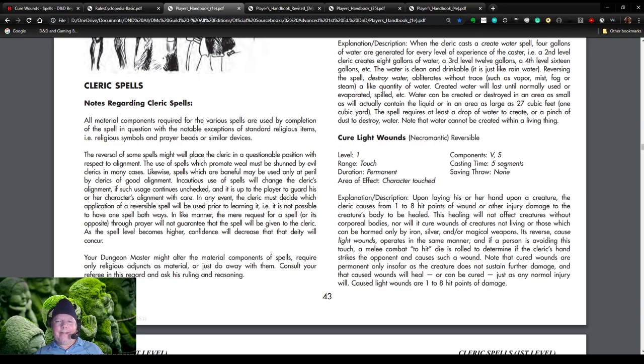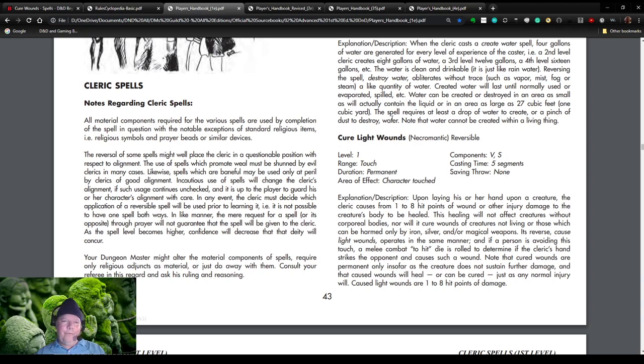And then the casting time. It takes one action in 5th edition, so it takes your standard action to do that. And in 1st edition, it takes 5 segments. Now every round in 1st edition is 10 seconds long, and there are 10 segments to a round, so a segment is 1 second. So this spell takes 5 seconds to cast.